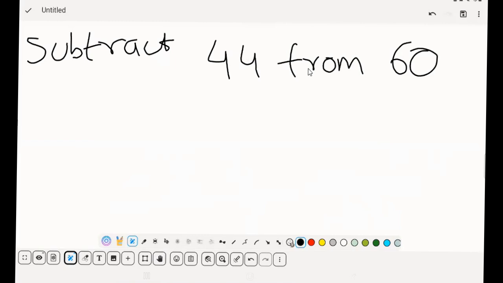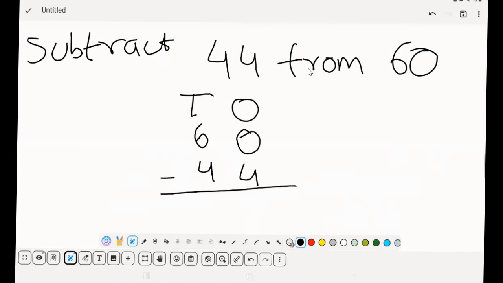Okay. Then the first step we need to follow is write in TO pattern. We will write 60 in TO pattern. Why are we writing 60 here? Because 60 is the bigger number and we need to subtract 44 from it. The 44 will be right below the 60. Always remember you have to write the bigger number first and the smaller number below the bigger number.